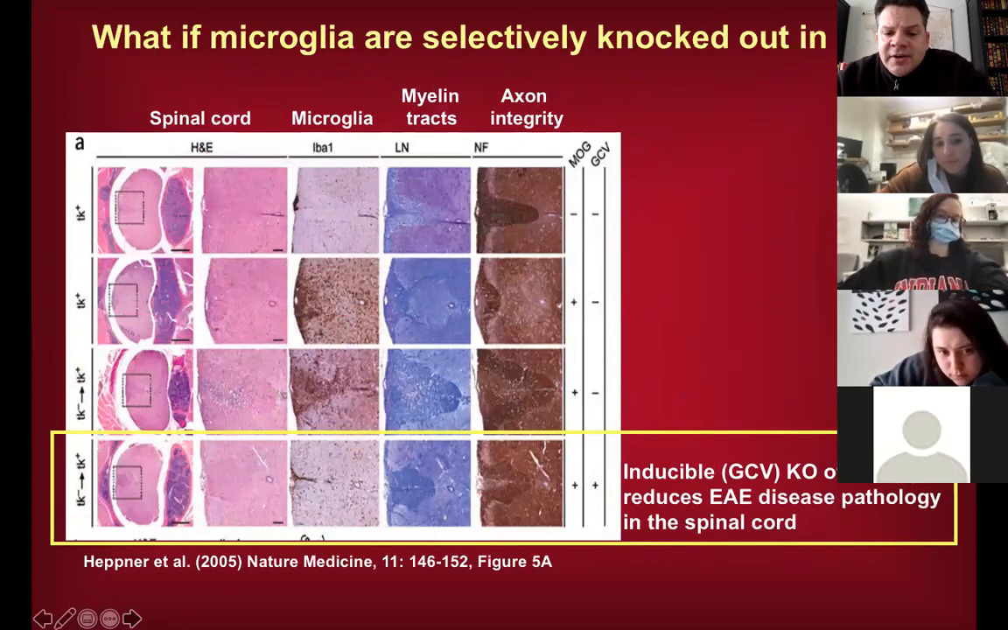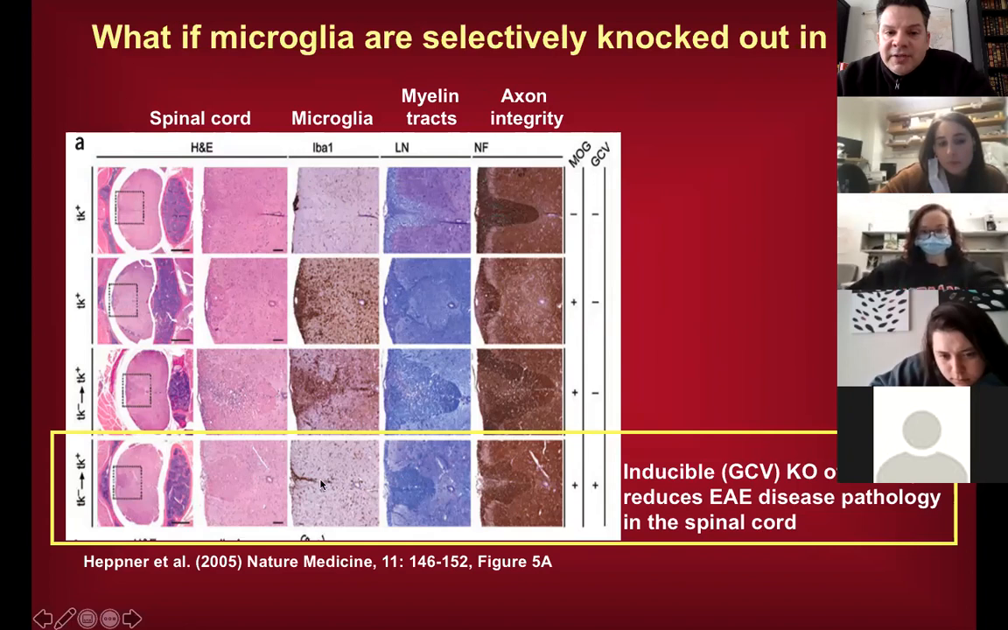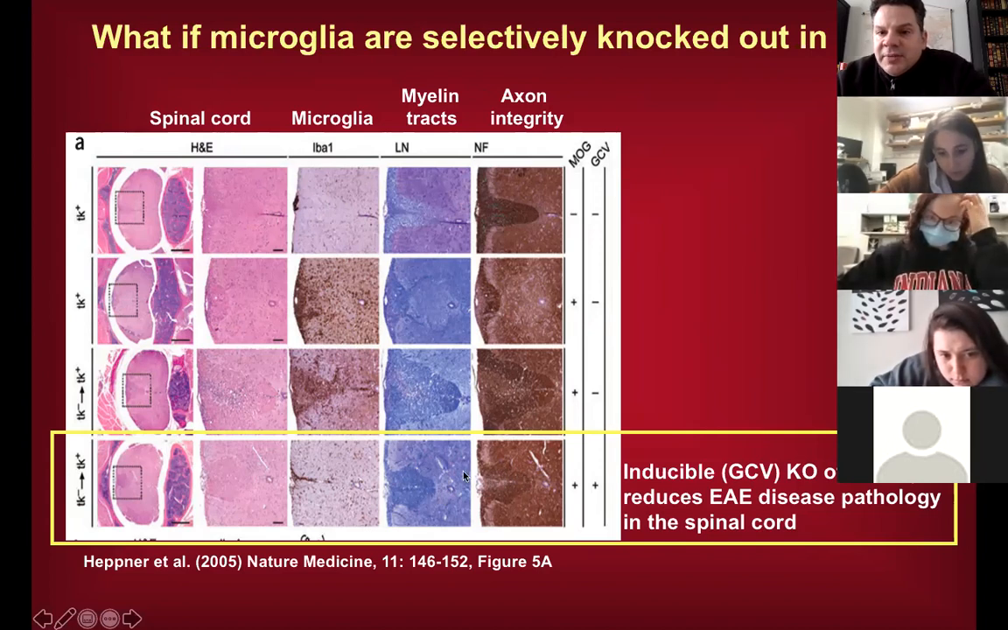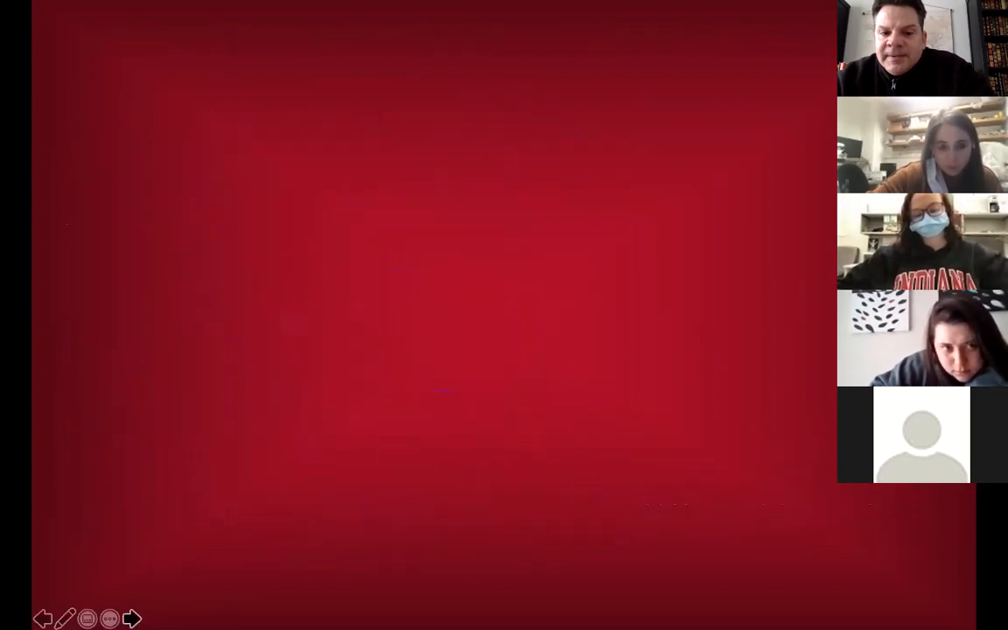And then you see less pathology. So you see less IBA1 reactivity, less myelin damage, and more axon integrity. So they're saying that microglia have a role in this pathology, which has been followed up many different times, that microglia are part of the pathology associated with these autoimmune diseases.